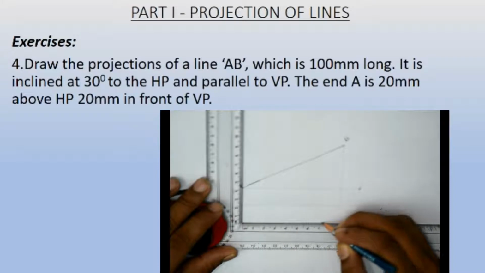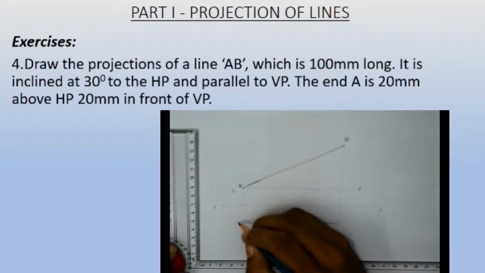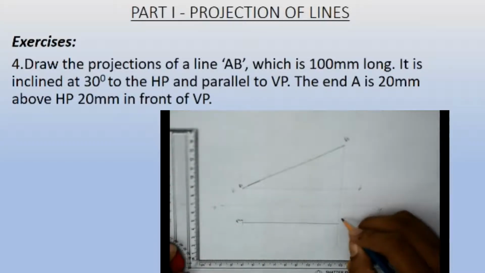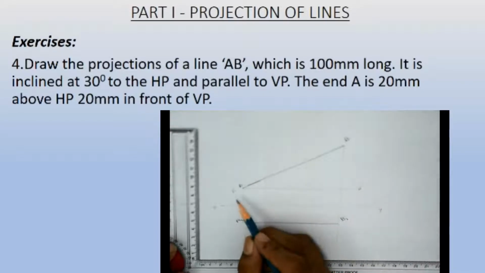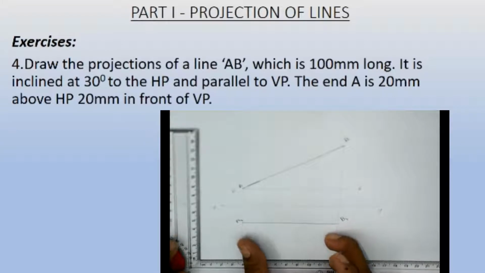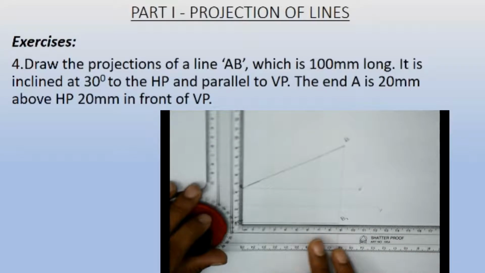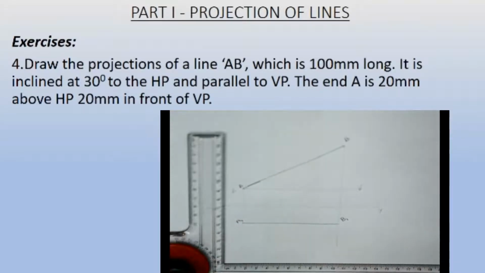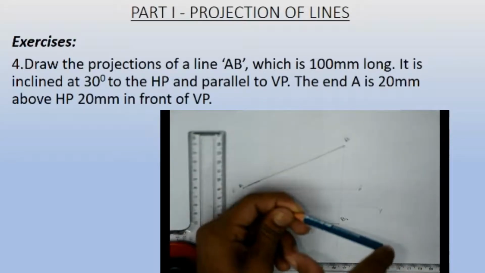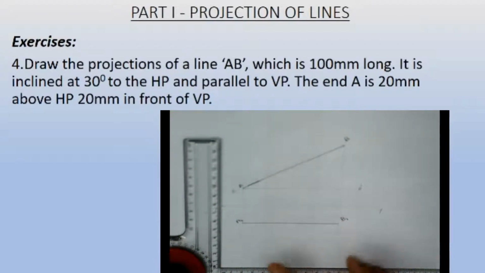Say this ends as A suffix 1 and B suffix 1 because we have taken A dash and B dash for this line first. So this is the true length of the top view. In top view the length will get contracted, so it will not be 100 mm anymore, because we have rotated this front view first, so we will get a top view of contracted length.